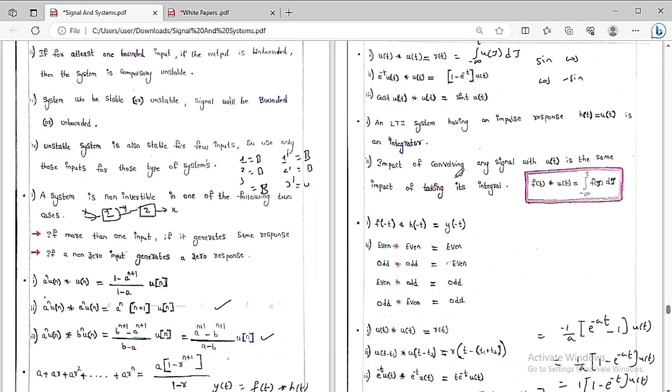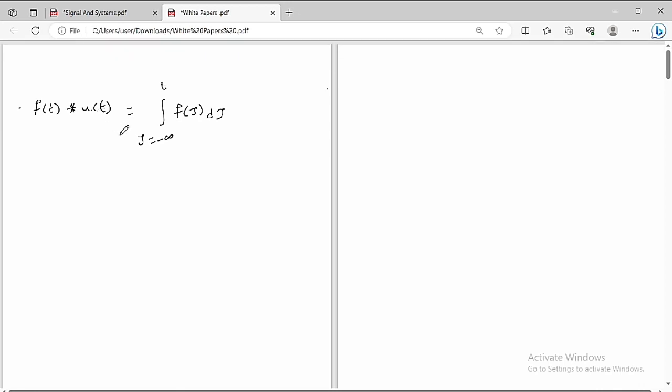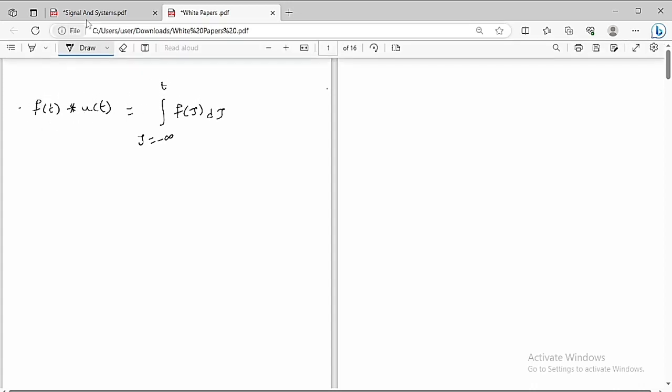Now the next point is that an LTI system having an impulse response h of t equal to u of t is basically an integrator. I've already told you. Suppose you take any LTI system with an impulse response h of t equal to u of t, then by default the system is said to be an integrator, because the output is the integration of the input. It is the same thing, right? f of t convolution of u of t, where h of t is equal to u of t. So for any LTI system, if the impulse response is h of t equal to u of t, then the system is said to be an integrator because the output is the integration of the input.